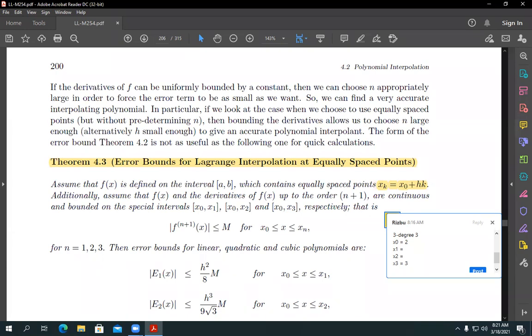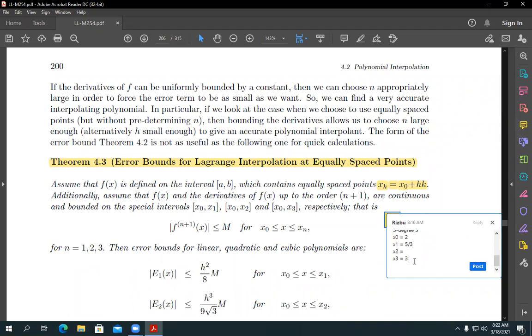So we need to find x1 and x2, and they should be equally spaced. So we need h. What is the h formula here? 3 minus 2 over 4? No, over 3, because it is degree 3. So h is 1 by 3. So you can have 2 plus 1 by 3. How much is 2 plus 1 by 3?